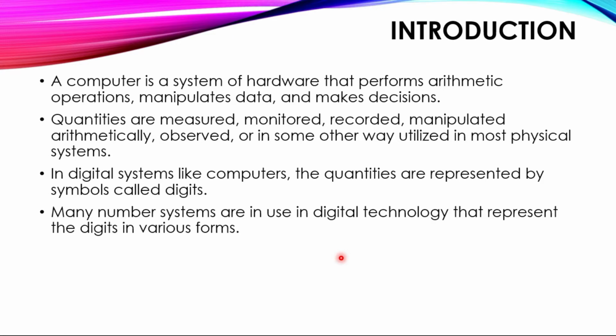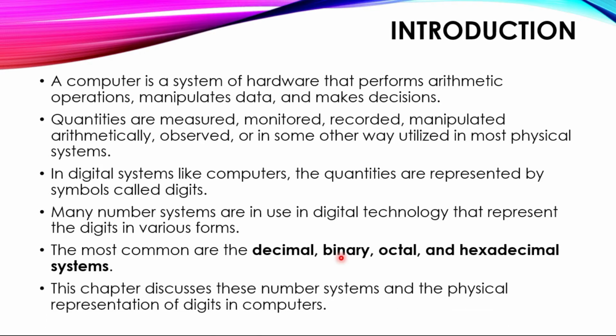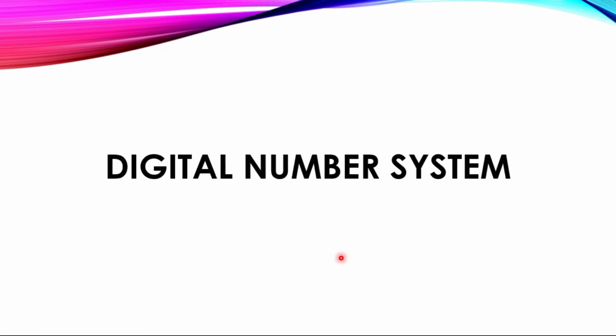Many number systems are in use in digital technology that represent digits in various forms. So these number systems are used to represent digits in different forms. The most common are decimal, binary, octal and hexadecimal system. This chapter will discuss these number systems and the physical representation of digits in computers. So in this chapter we are going to study the representation of digits in computer. So digital number system. What is digital number system? Now in digital number system, the first one is decimal number system.